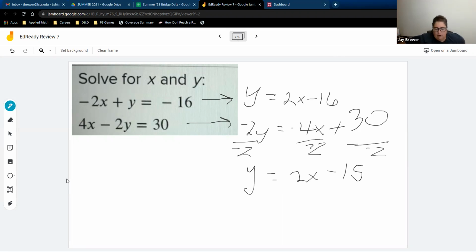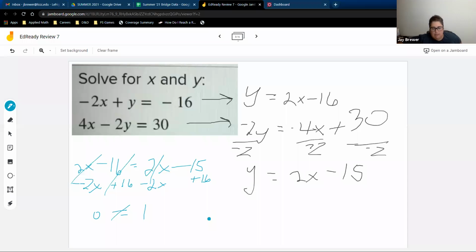The second approach I can show you is we can now set the y's equal to each other to prove that these are in fact parallel lines. So 2x minus 16 equals 2x minus 15. And we can set these equal to each other because if you think about it, y equals y, right? So what happens is we subtract 2x on both sides. Our x's cancel. We're gonna add 16 to both sides. We end up with a statement of 0 equals 1, and we know that is incorrect. That is false. It's a false statement.